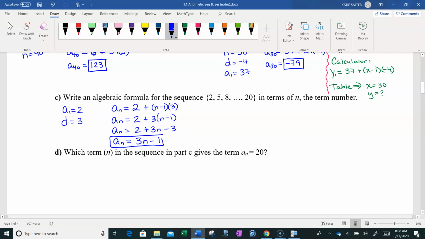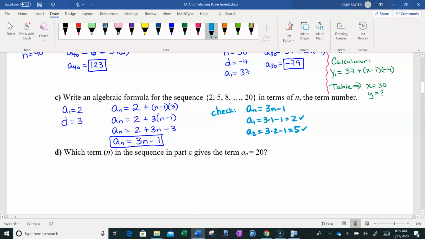Again, you can check to make sure your formula works by substituting in 1, 2, 3. Like if I substitute 1 for n, 3 times 1 minus 1 gives me 2. If I substitute 2 for n, 3 times 2 is 6, minus 1 gives me 5. And just check to make sure you're getting the right terms. You can also check it by putting it in your calculator, just like we did the last one, and type in 3x minus 1 and go to the table and make sure that the first term shows 2, the second term shows 5, and so on.